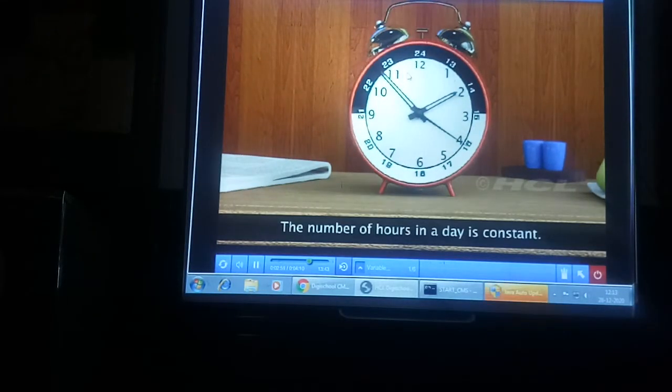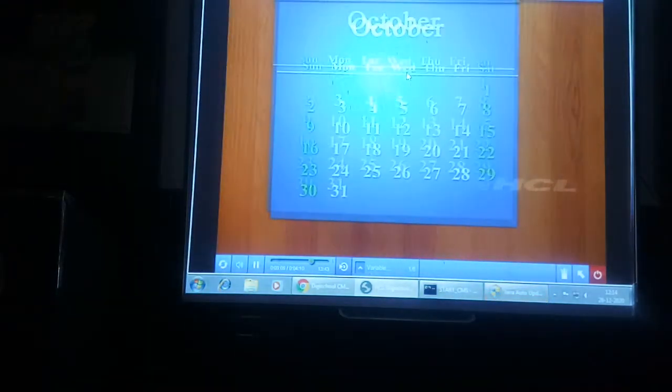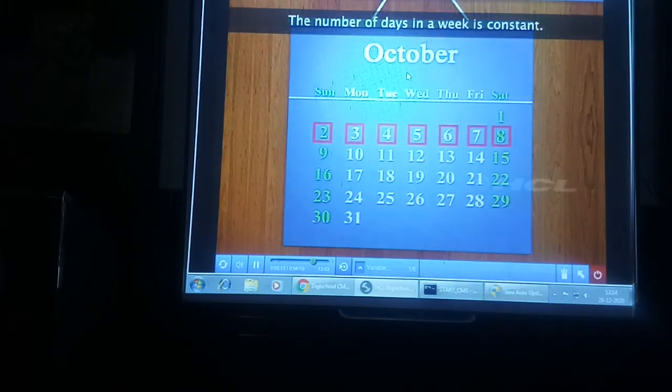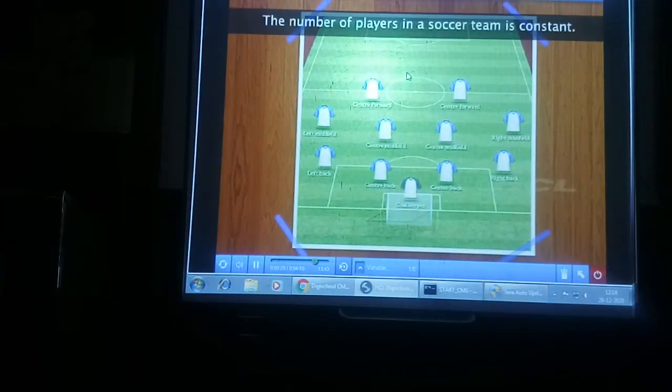Similarly, the number of hours in a day does not change. It is always 24 hours and therefore it is a constant. We know that the number of days in a week is 7. This number is fixed and hence it is a constant. Next, let's see some examples of constants. In a soccer match, each team starts out with 11 players. As the number of players in a soccer team is fixed, it is a constant.